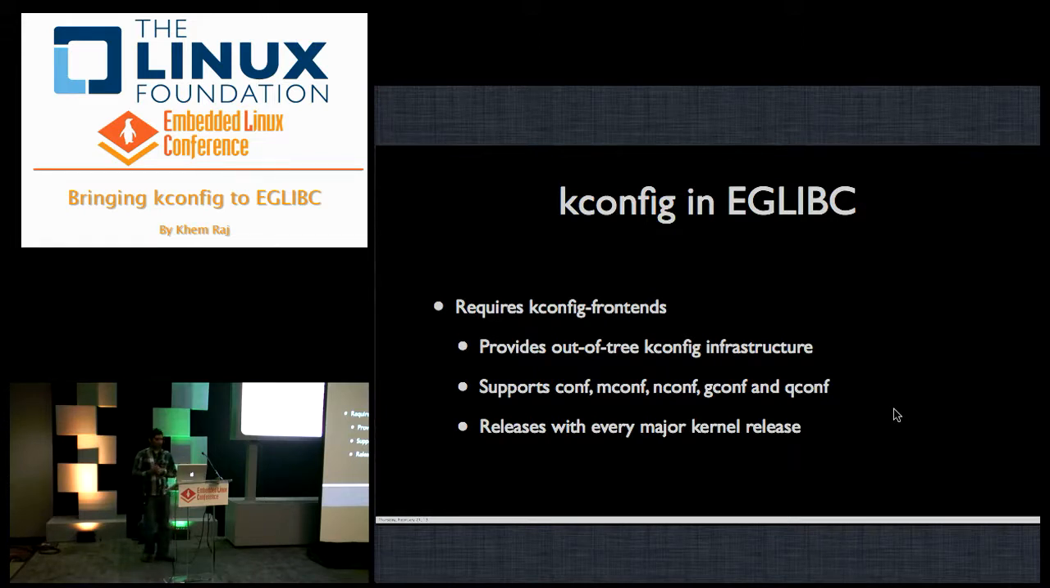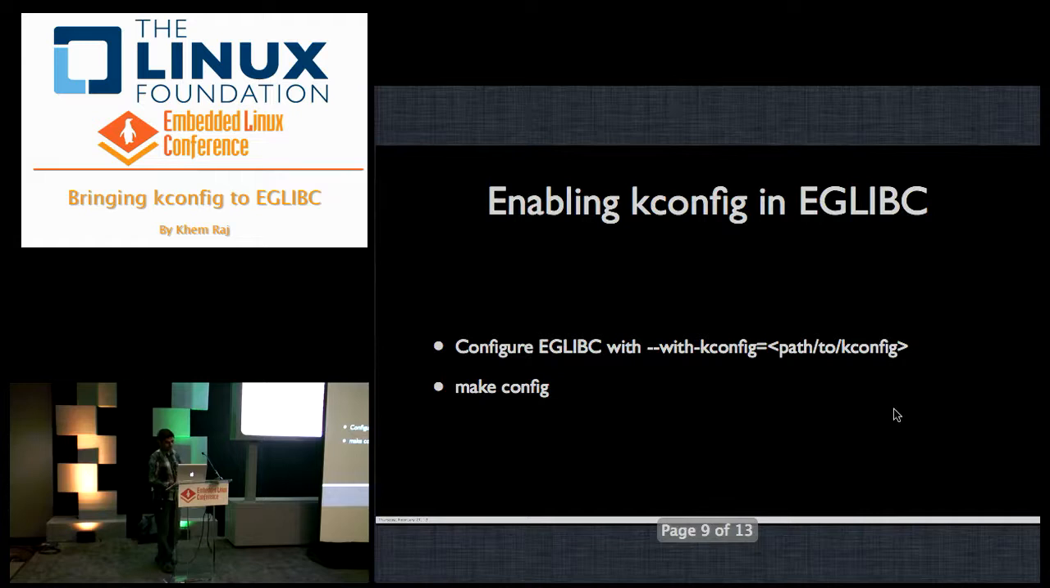It supports all the tools that you need: mconf, nconf, gconf. So Eglibc has been modified. There is an autoconf option with which you can specify where your kconfig tools are. If you have a standard installation of kconfig frontends, it'll figure it out from /usr/bin and other standard locations. But if you have it installed in a different location, you can specify where kconfig is installed. And then, like the kernel, you would do make config to build your final configuration before you start building Eglibc.